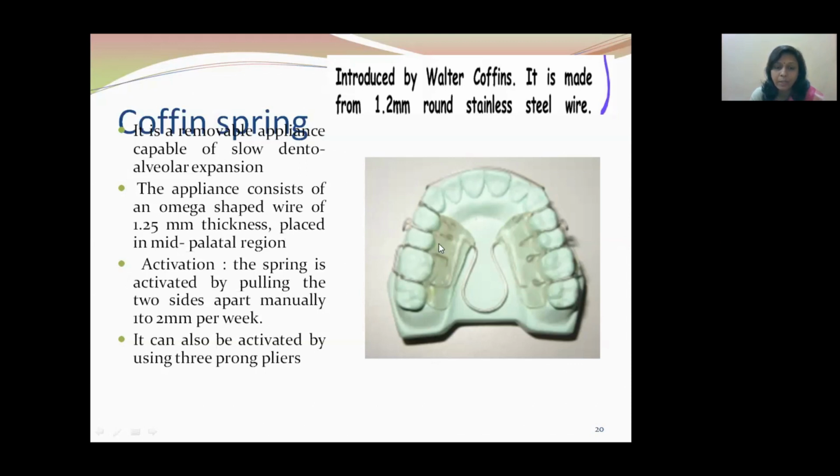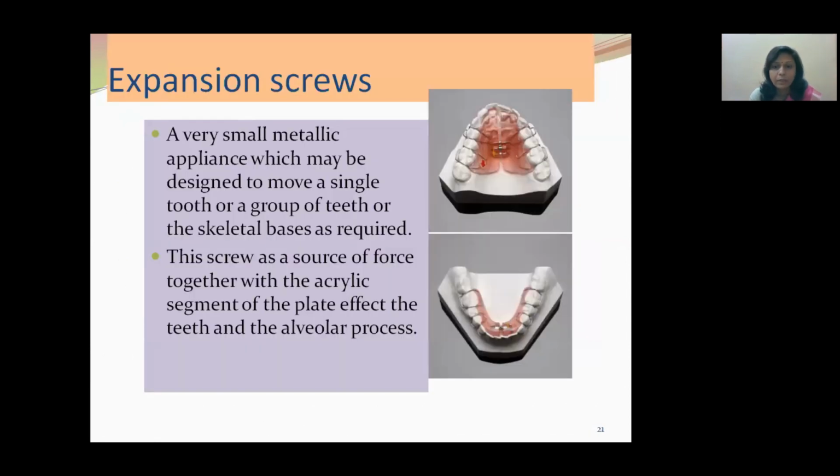The spring is activated by pulling the two sides apart manually 1 to 2 millimeter per week. From here, these two sides were kept apart to activate the appliance, or it can be activated by using the 3-prong plier.